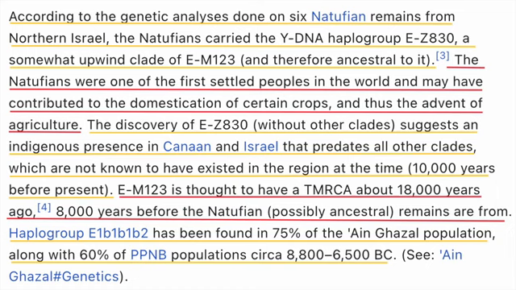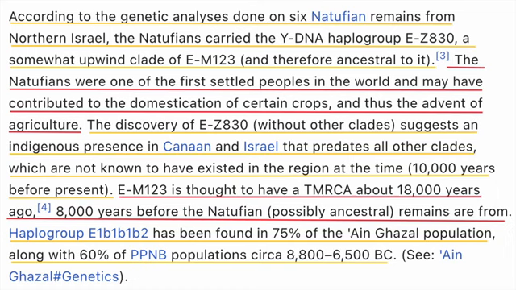The discovery of E-Z830 without other clades suggests an indigenous presence in Canaan and Israel that predates all other clades, which are not known to have existed in the region at that time, 10,000 years before present. E-M123 is thought to have a TMRCA, the most recent common ancestor, about 18,000 years ago, 8,000 years before the Natufians, possibly ancestral remains are from.